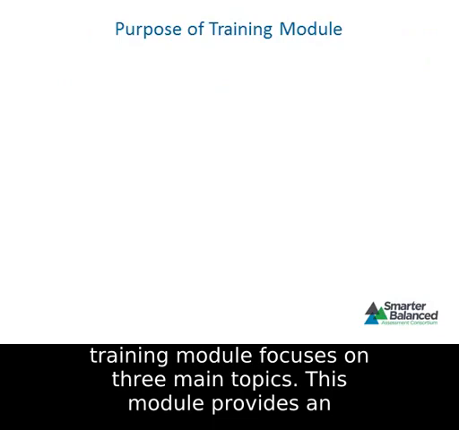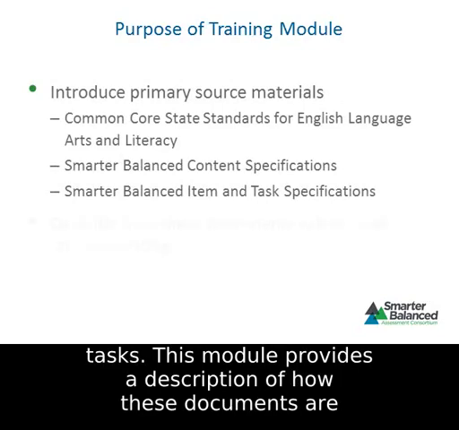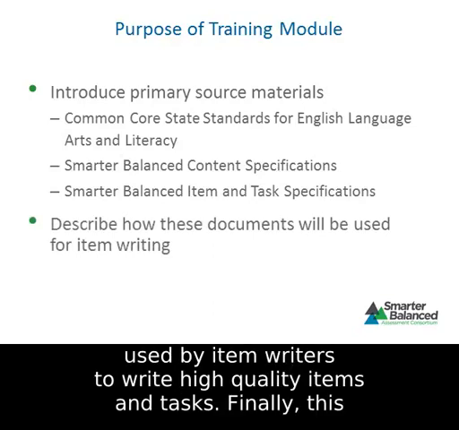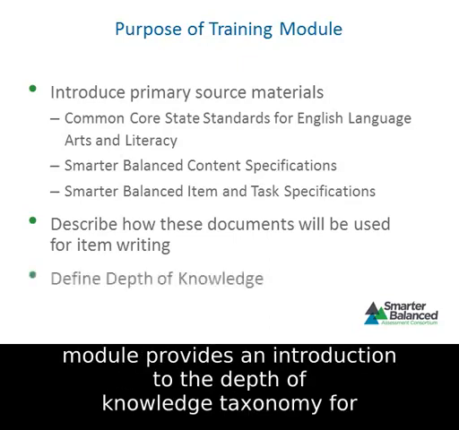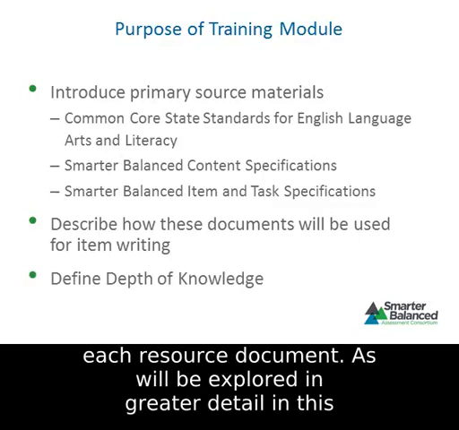This training module focuses on three main topics. This module provides an overview of the documents used to inform the development of items and tasks. This module provides a description of how these documents are used by item writers to write high-quality items and tasks. Finally, this module provides an introduction to the depth of knowledge taxonomy for cognitive complexity. Let's begin with an overview of the structure of each resource document.